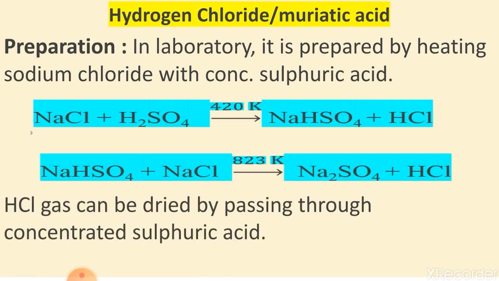Next point, you have to note down that the HCl formed can be dried by passing through concentrated H2SO4. So maybe the question arises, which chemical can you use for drying HCl gas? Your answer is sulfuric acid.